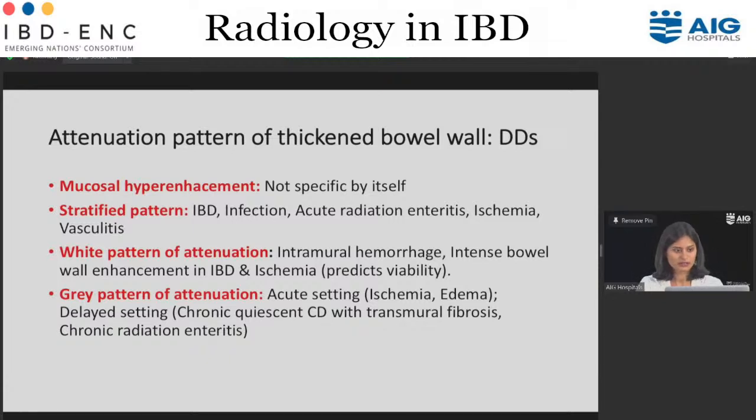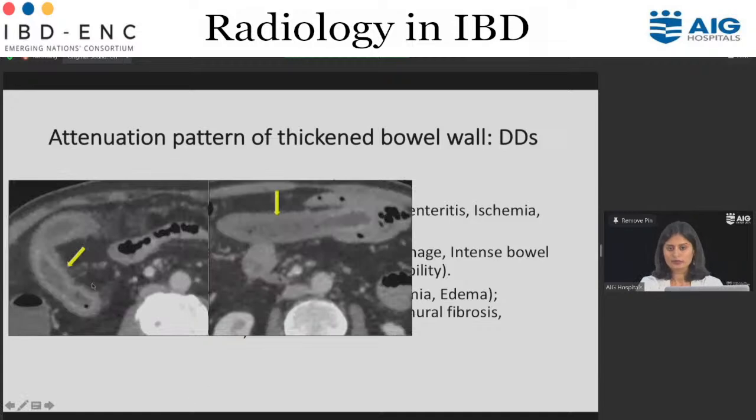So let's look at a case. This is a patient who came with acute abdominal pain to the ER, and the CT abdomen shows that this particular segment, in the first image, shows a stratified bowel pattern of enhancement, with thickened bowel wall. There's some fat stranding adjacent to this segment. And in the second image, the bowel loop at the left lateral end also shows similar enhancement. However, the intervening segment shows a gray pattern of enhancement, which means this thickened wall is enhancing uniformly, to a gray attenuation, but you also see that there is adjacent fat stranding.